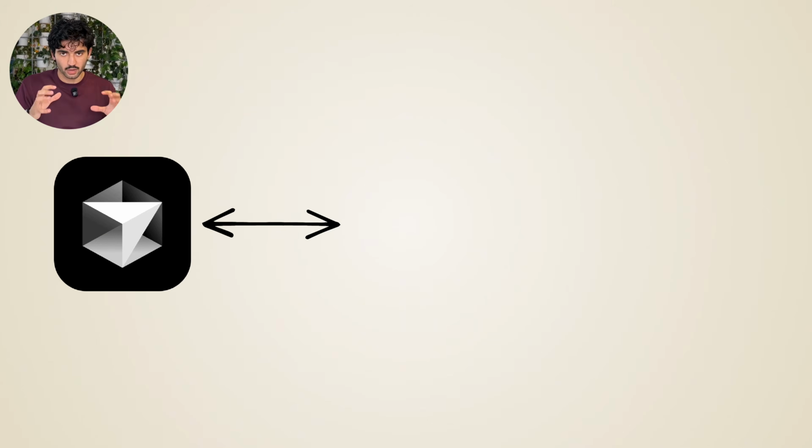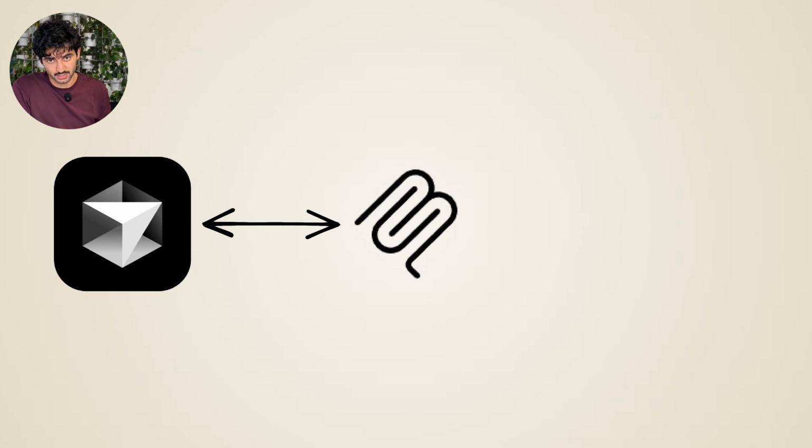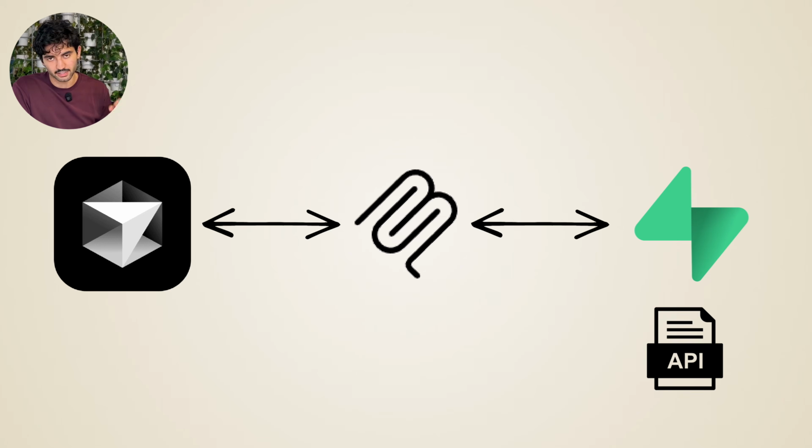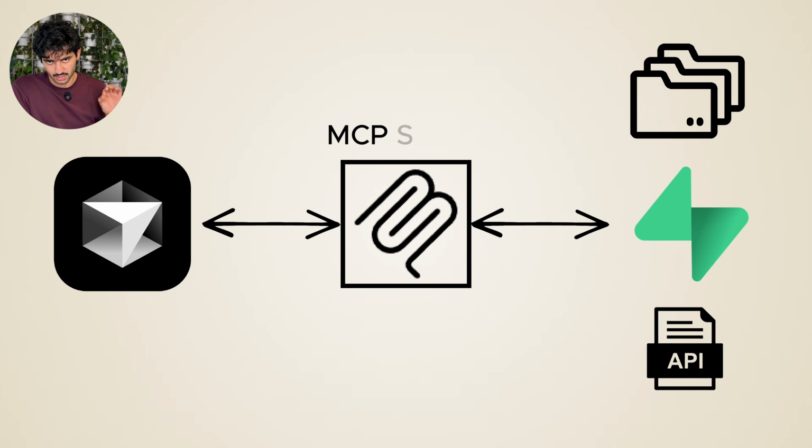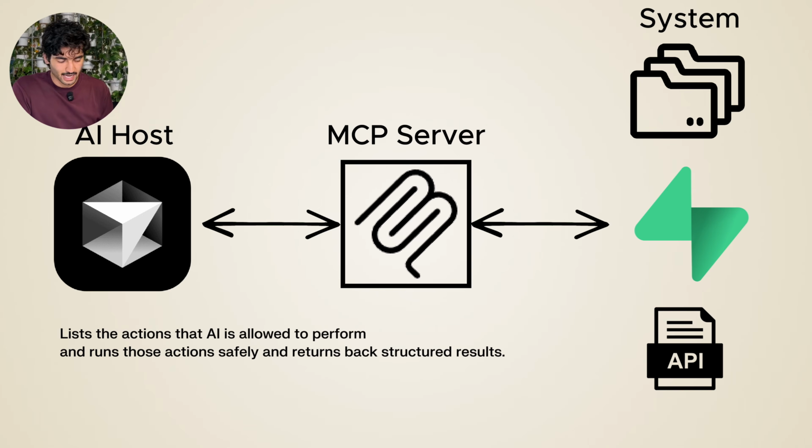Now, MCP standardizes that. It defines one way for AI tools to connect to real systems like databases, APIs, or file storage through something called an MCP server. The MCP server sits between the AI and the system. It lists the actions that an AI is allowed to perform and runs those actions safely and returns back structured results. This means that Cursor doesn't just generate code anymore, it can actually execute real operations like creating a table or querying data safely and consistently. And this is very, very important when it comes to using AI.